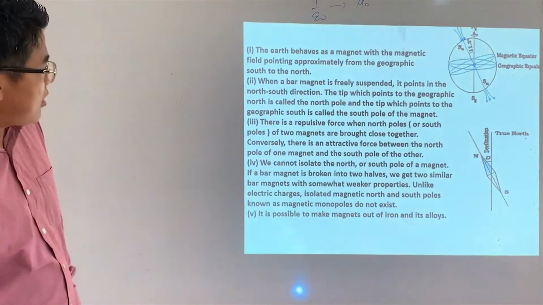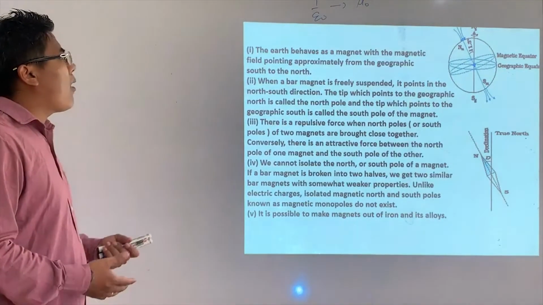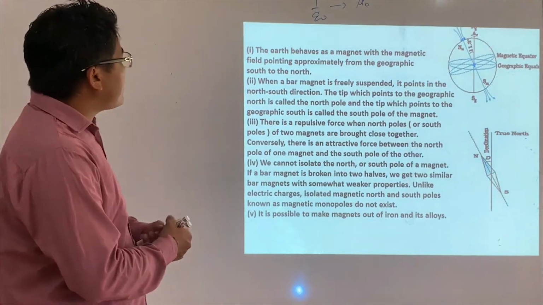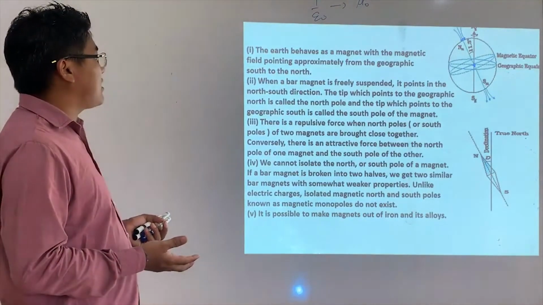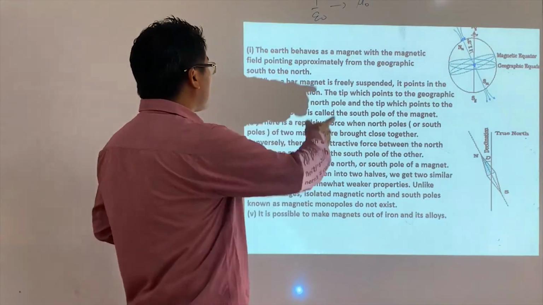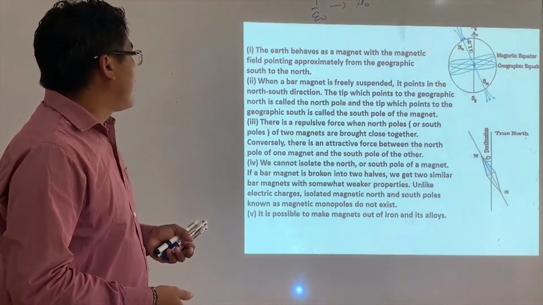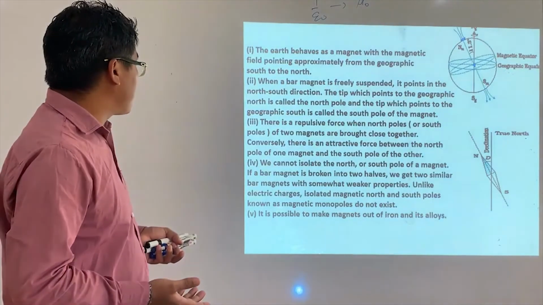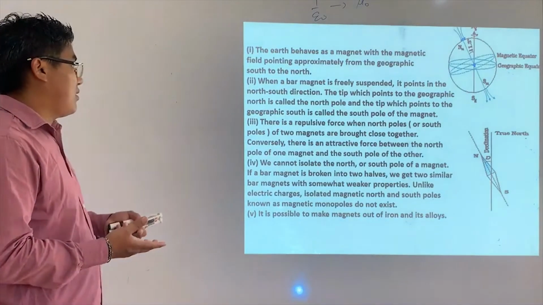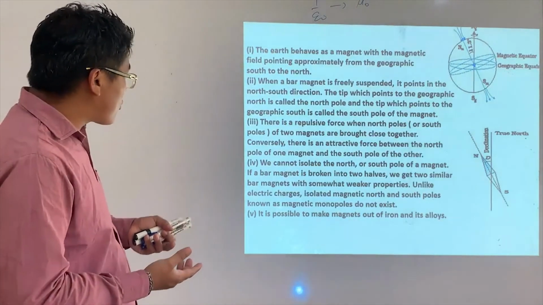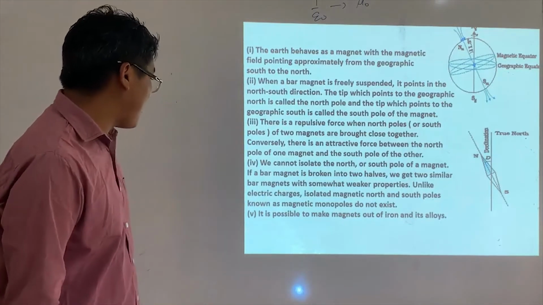So the Earth behaves as a magnet with a magnetic field, approximately pointing from geographical south to the north. When the bar magnet is freely suspended, it points in the north-south direction. The tip which points to the geographical north is called the north pole, and the tip which points to the geographical south is called the south pole of the magnet. There is a repulsive force when north poles or south poles of two magnets are brought close together. Conversely, there will be attraction. So we cannot isolate the poles.